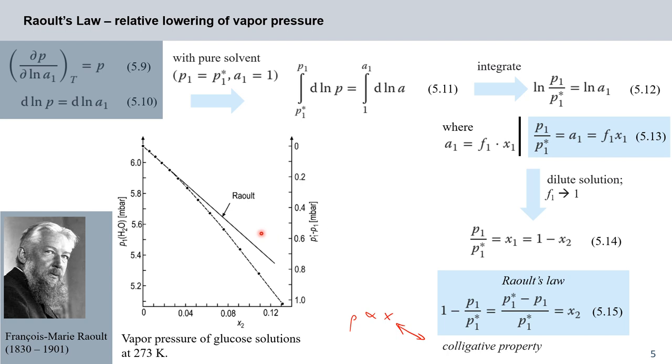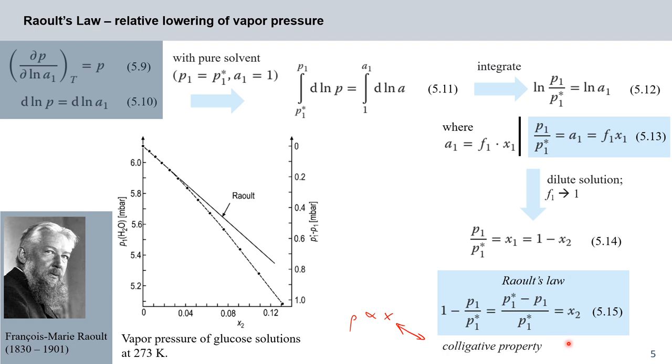So if a solute is now a salt in solution, then both the cations and anions will contribute to the particle number. So it means 1 mole of a monovalent completely dissociated electrolyte decreases the vapor pressure twice as much as 1 mole of a non-dissociated substance.